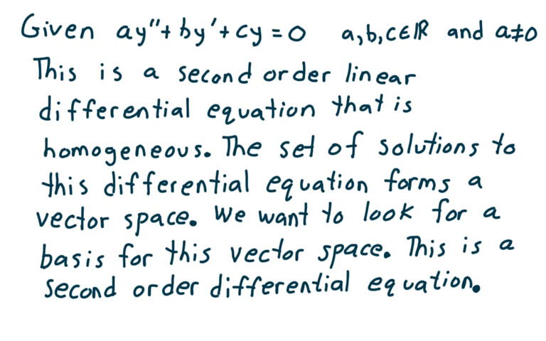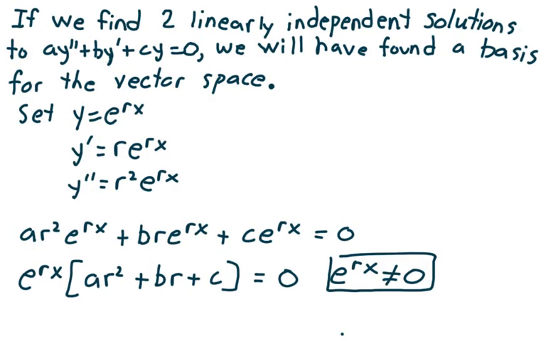The set of solutions to this differential equation forms a vector space, and we want to look for a basis for this vector space. Now, again, this is a second-order differential equation. If we find two linearly independent solutions to ay'' + by' + cy = 0, we will have found a basis for this vector space.